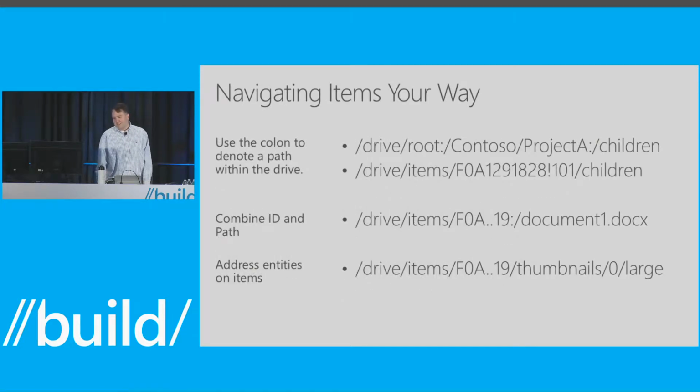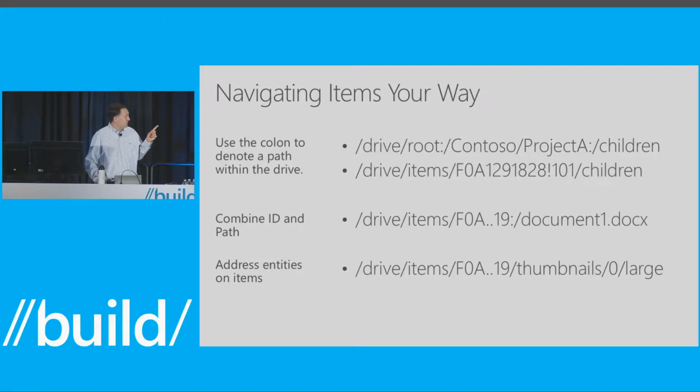So navigating your way, like I said, you can use both paths or you can use IDs. We use a colon character in the URL, which some of you might think is a little strange, but it lets us transition back and forth between path space inside the URL and URL space inside the URL. So for example, the first one here where I'm saying /drive/root:/contoso/project A. So drive and root are the API namespace, and then we use the colon to transition into the hierarchy of the file system.